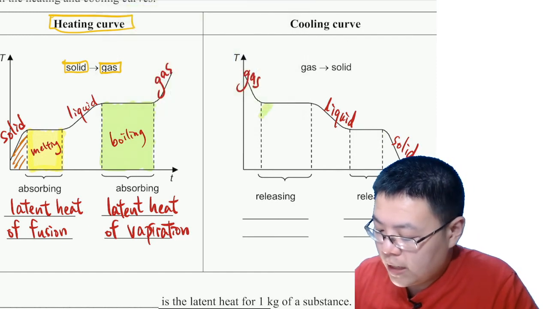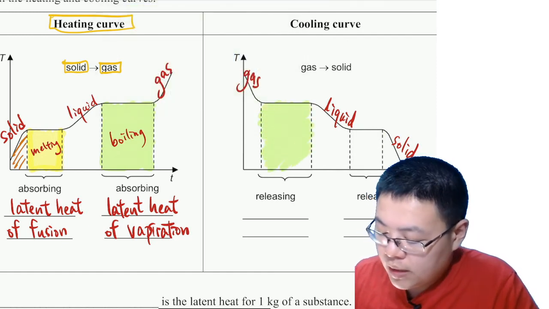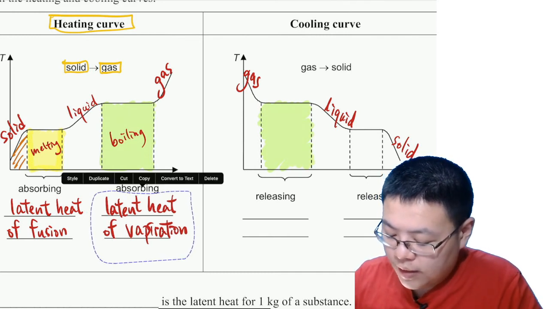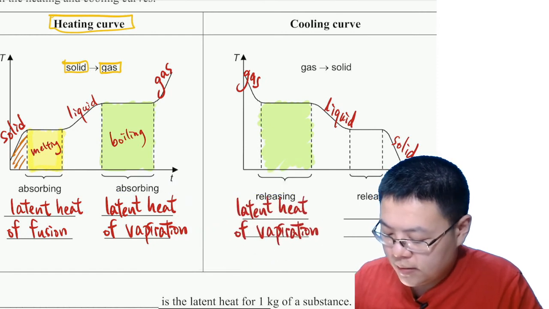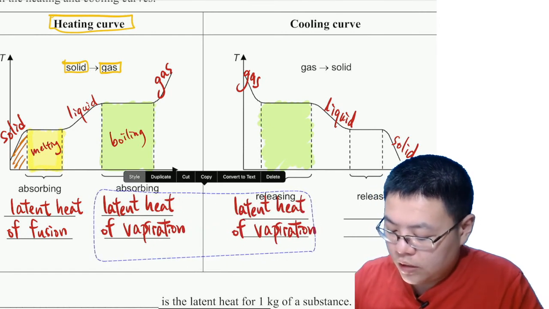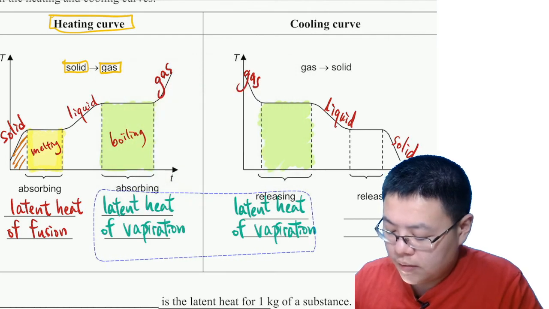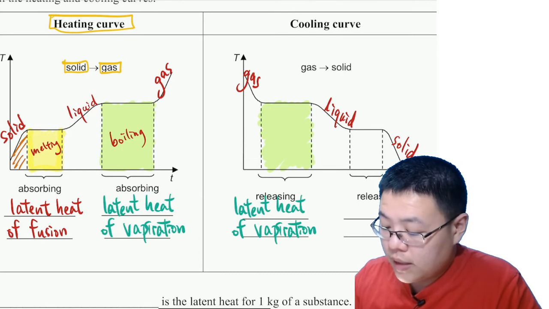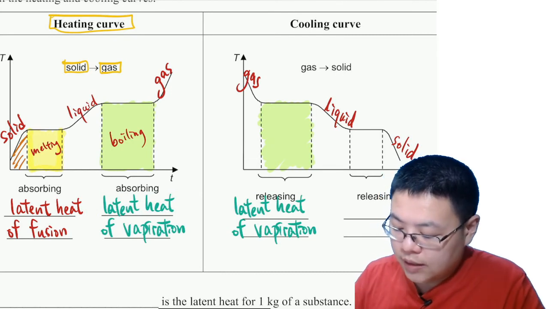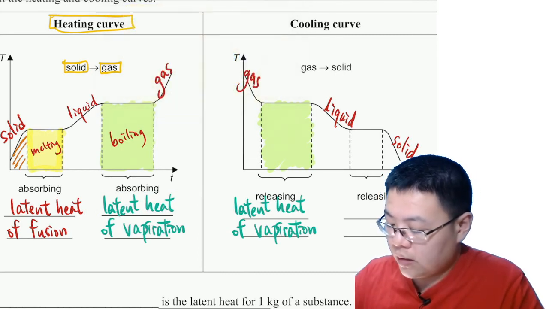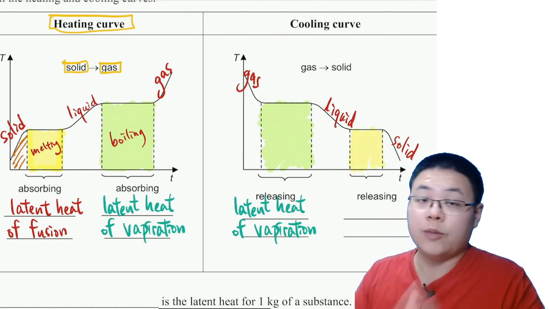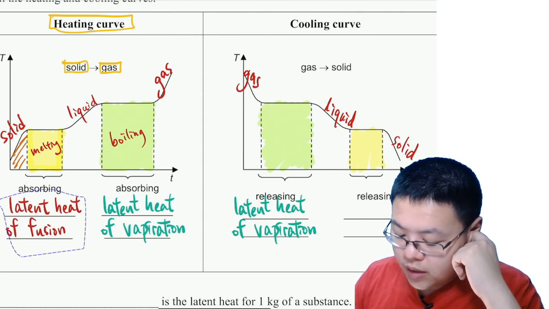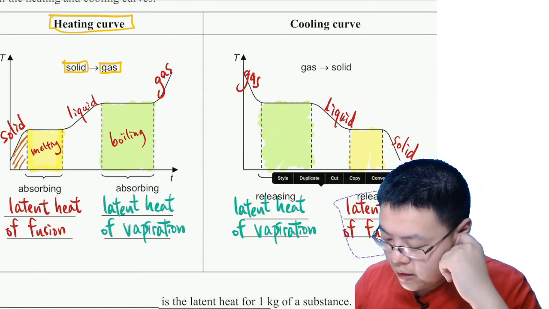For the green part, this is between the gas and liquid. So the latent heat of vaporization is here. If I change this to also using green, darker green, okay, and then this part is the latent heat of fusion, because it is between the liquid and solid. And then I should copy this part and put it here.